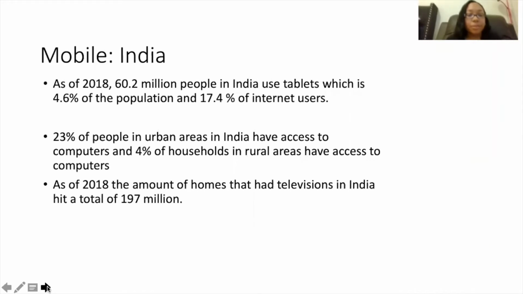As of 2018, 60.2 million people in India use tablets, which is about 4.6% of the population, and around 17% of its internet users. 23% of people in urban areas in India have access to computers, and 4% of households in rural areas have access to computers. As of 2018, the number of homes that have televisions in India hit a total of 197 million.